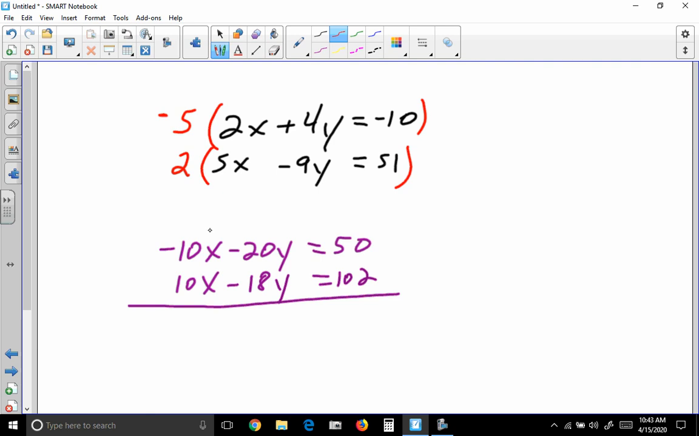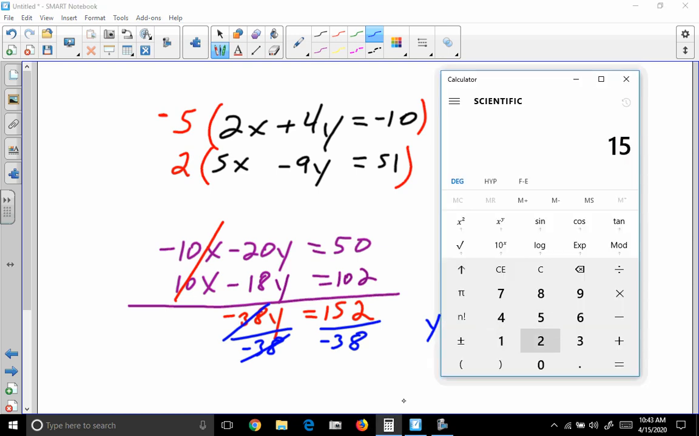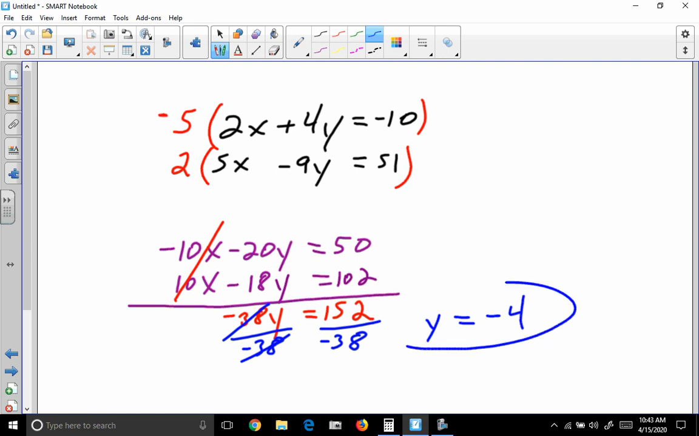So when we add our columns, the x's cancel, same signs, so we add those. Same signs, so we add these. And then to get y, we divide both sides by -38. So the 38's cancel. Positive divided by negative is negative, and we could use our calculator for that if we needed to. 152 divided by -38 is -4. So that's the y value in our solution.